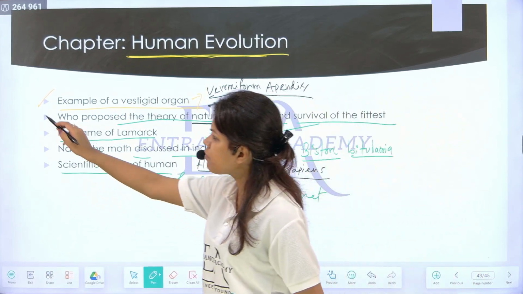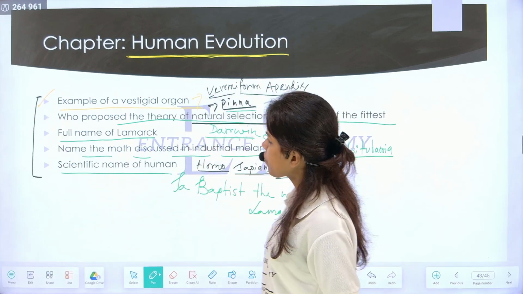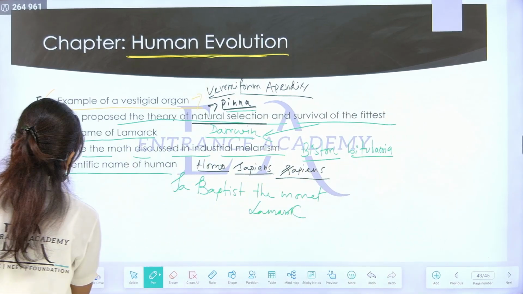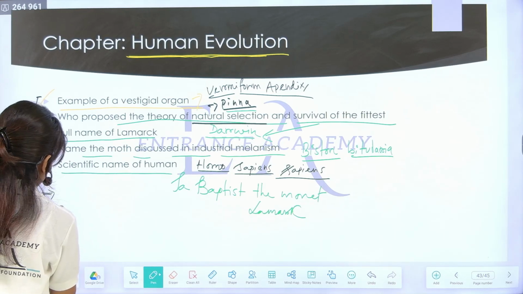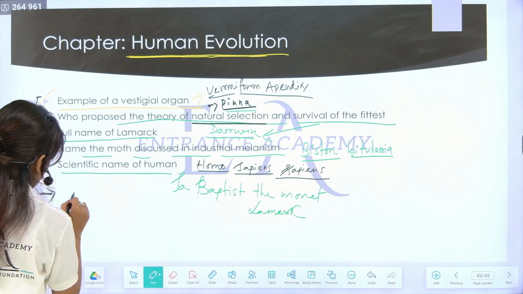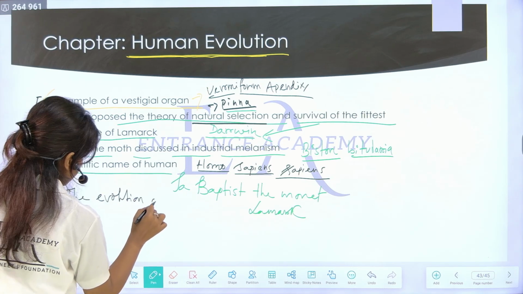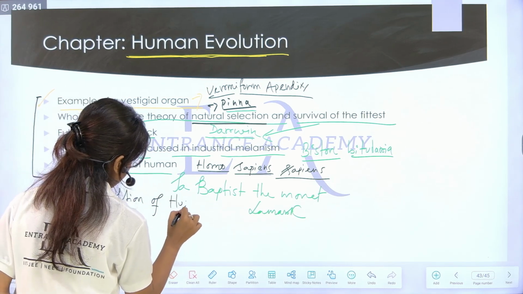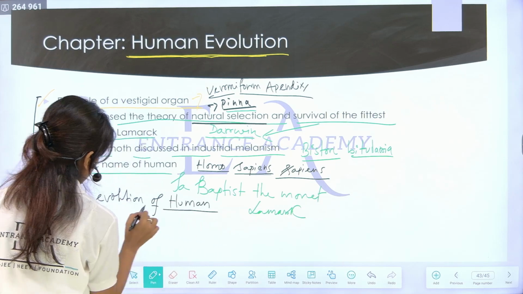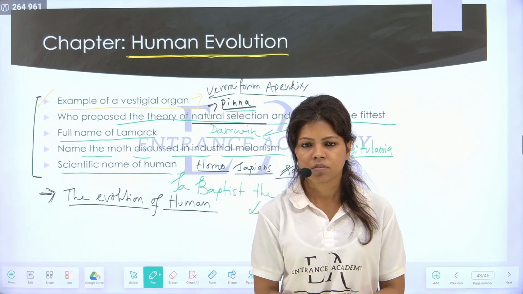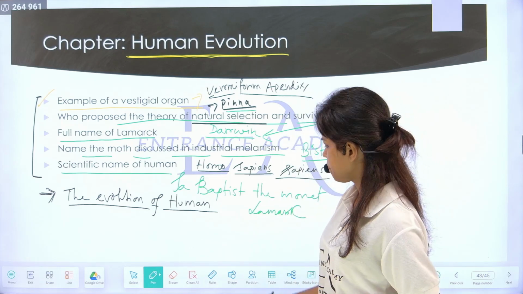From this chapter, very few marks come. So along with that, you can just go through the evolution of human. What are the changes through which the modern man arises from the most primitive form.